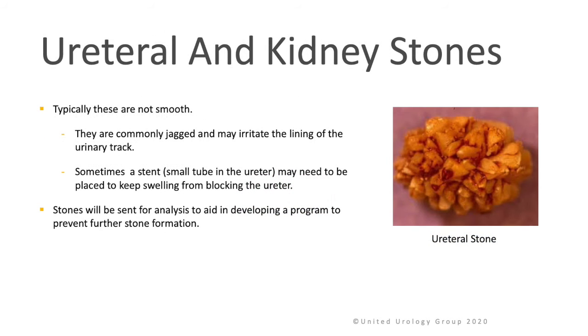Ureteral and kidney stones. Typically these are not smooth. They are commonly jagged and may irritate the lining of the urinary tract. Sometimes a stent, a small tube in the ureter, may need to be placed to keep swelling from blocking the ureter. Stones will be sent for analysis to aid in developing a program to prevent further stone formation.